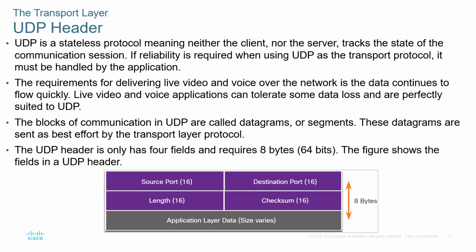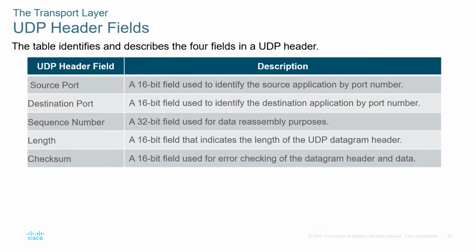16 bits for the source and destination port, 16 bits for the length, 16 bits for the checksum. That's it. Very simplified header. Remember that source and destination ports are the 16-bit fields used for identifying source and destination applications. We normally look at the destination port, like port 80, that goes to a web server, but we also have a source port that normally is randomly generated.